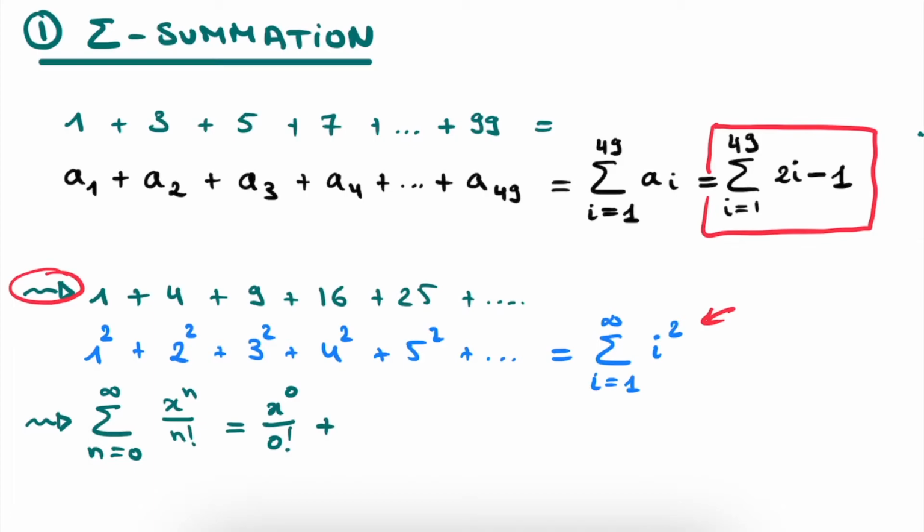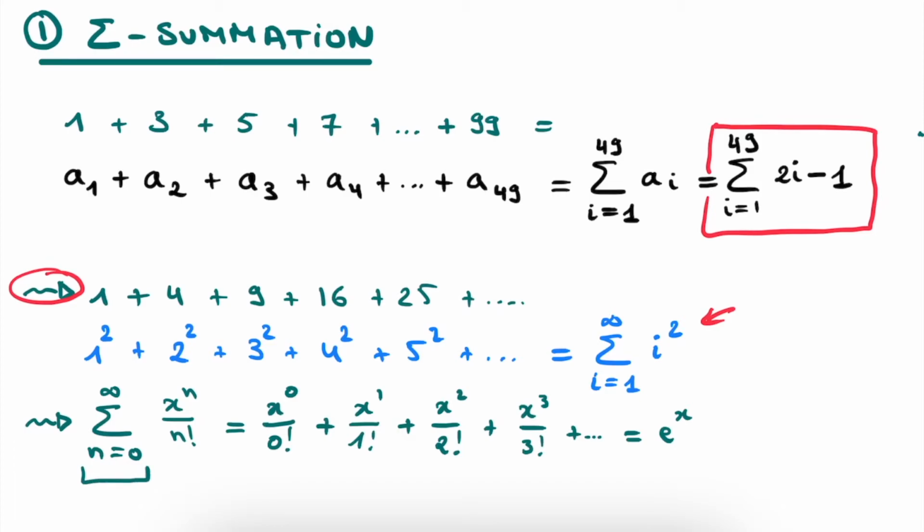Then the second term in the summation, we go to n is equal to 1. So we have x to the power of 1 divided by 1 factorial. Then the next term, we go to n is equal to 2. So we have x to the power of 2 divided by 2 factorial. Of course, the next term will be x to the power of 3 divided by 3 factorial. And we continue adding terms like this endlessly. And it turns out, which I will leave for another video, that this infinite summation is actually simply e to the power of x.